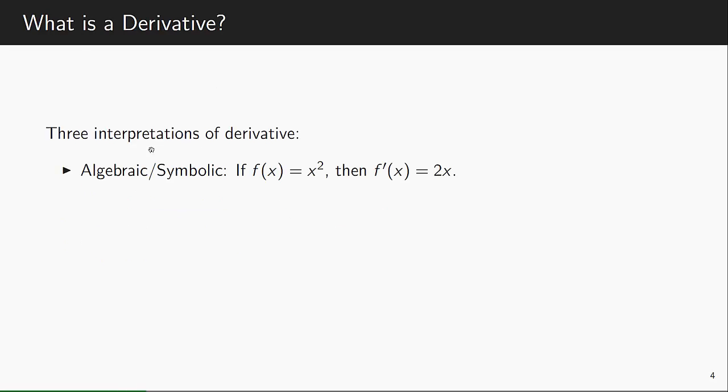So what is a derivative? Let's go back to Calc 1. Well, there were sort of three interpretations. There was an algebraic or symbolic interpretation. You probably learned if your function is x squared, its derivative is 2x.